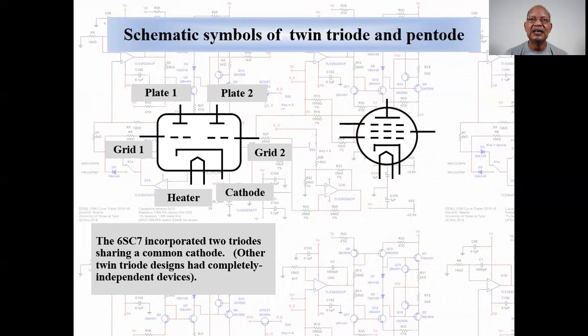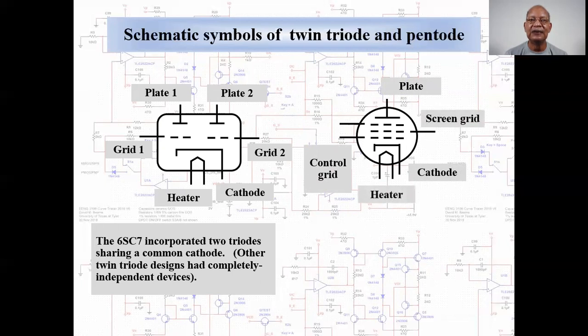Schematic symbol of the 12SK7 pentode is showing the plate, control grid, cathode, screen grid, heater, and the suppressor grid.